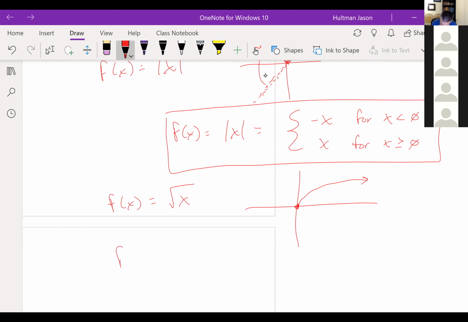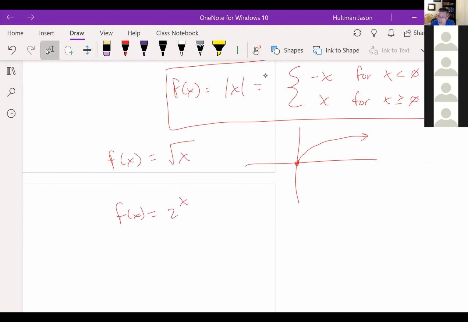Okay, what's this guy here look like? 2 to the x power. That's called an exponential, and we're going to talk a lot more about that on Thursday. I'm just going to briefly show you what this looks like. If x is 0, what's anything to the 0 power? 1. Thank you.